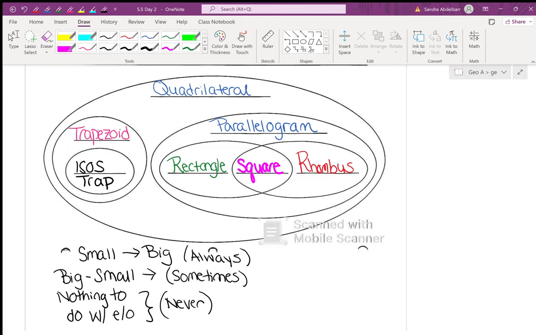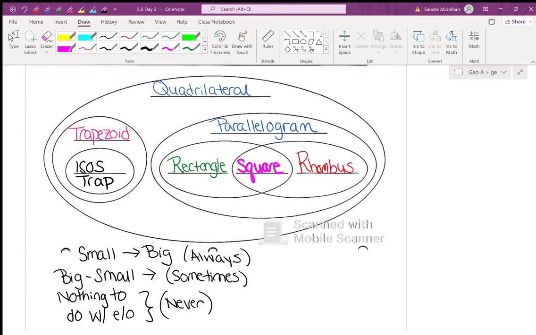Why? Look at the Venn diagram, right? That square, isn't that within the rectangle circle? So a rectangle is a square, big to small. That's a sometimes. But also, just knowing your properties, right? A square has all the properties of a rectangle. Since the square has all the properties of a rectangle, a rectangle can sometimes be a square if it has an extra special feature to make it better than just a plain old rectangle. Right, so rectangle is sometimes a square.